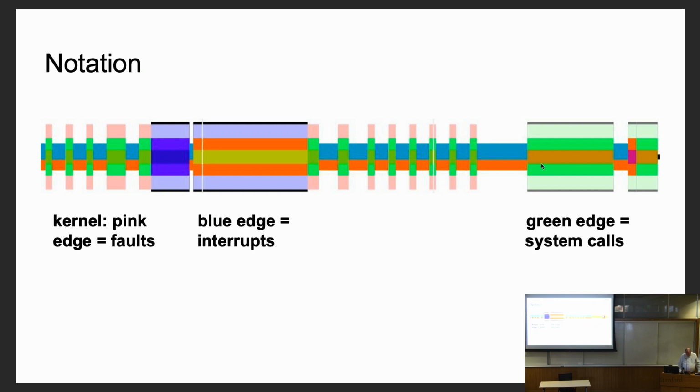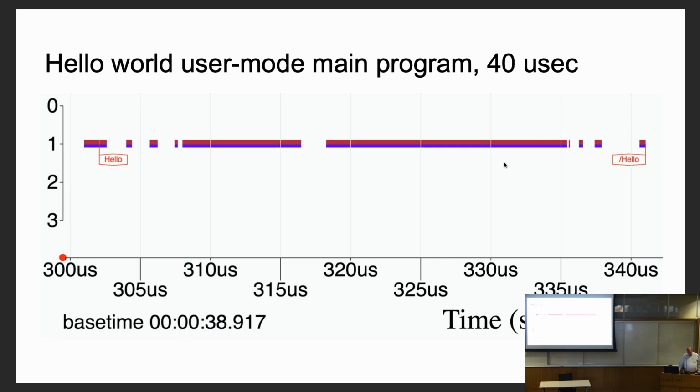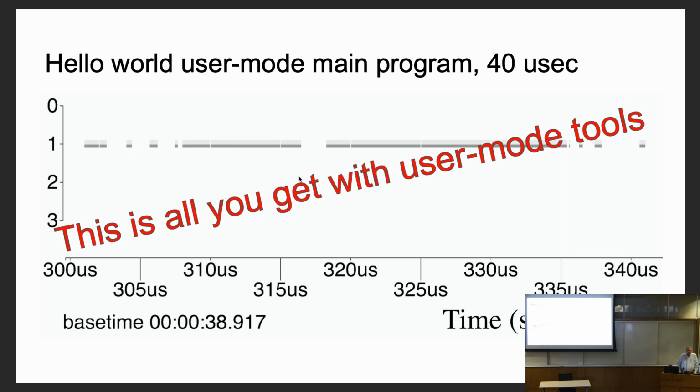So this is a trace of Hello World, user mode only, looking at 40 milliseconds. Here's the flag at the beginning of the main program, here's the flag it put into the trace at the end of the main program. And it just says, I'm executing this Hello World program. The colors are whatever the process ID was for Hello World. And there's some gaps, as you'll see, in this whole thing. It's 40 microseconds, so not very interesting. Most user mode tools in this industry, that's all you get to see.